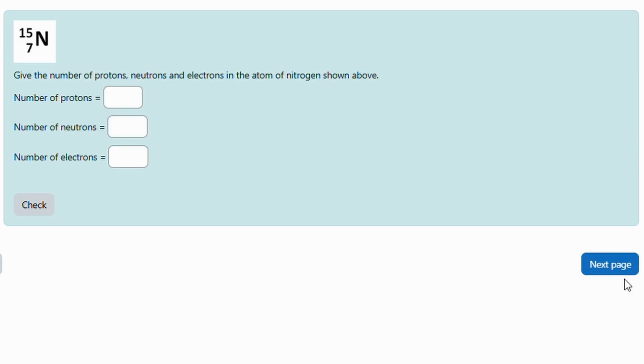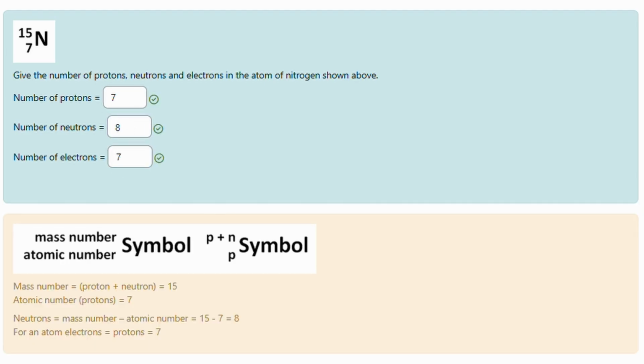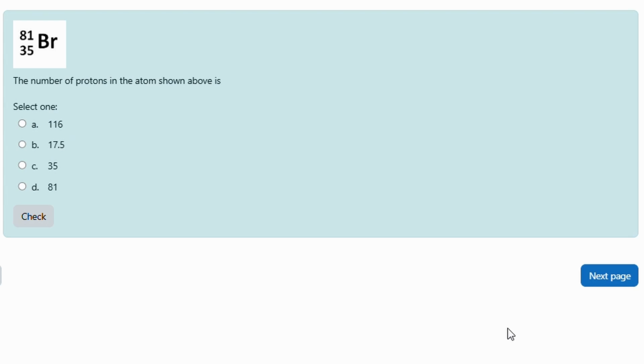We have to give the total number of protons, neutrons and electrons in an isotope of nitrogen next. The atomic number is 7, this is equal to the number of protons. The total number of protons and neutrons is 15, so the number of neutrons is 15 minus 7, which is equal to 8. Atoms are neutral, so the number of electrons is equal to the number of protons, which is equal to 7. This next one is fairly straightforward.